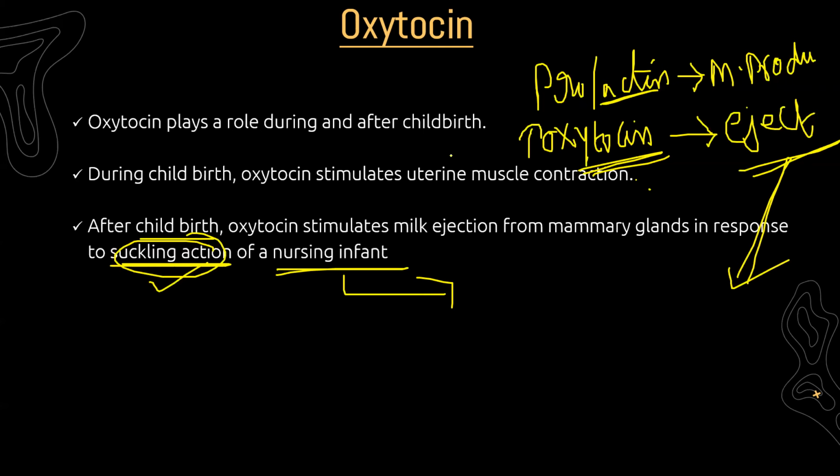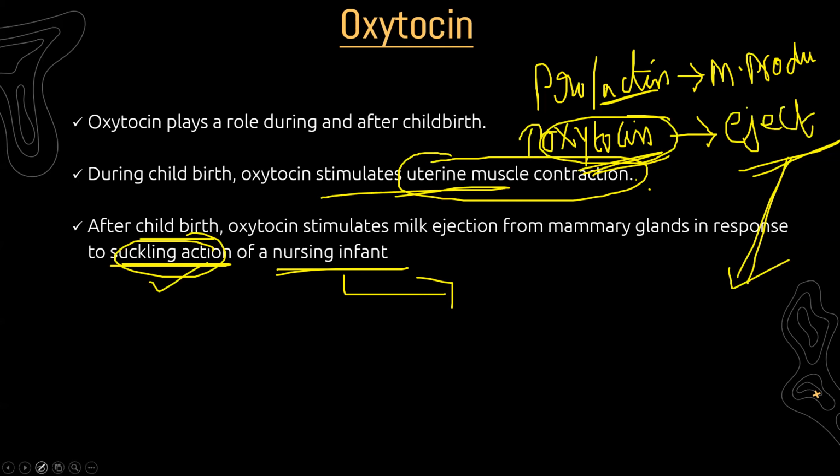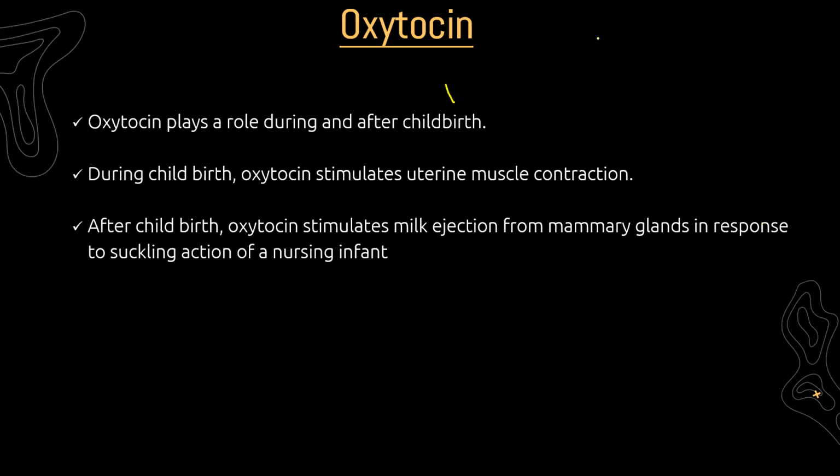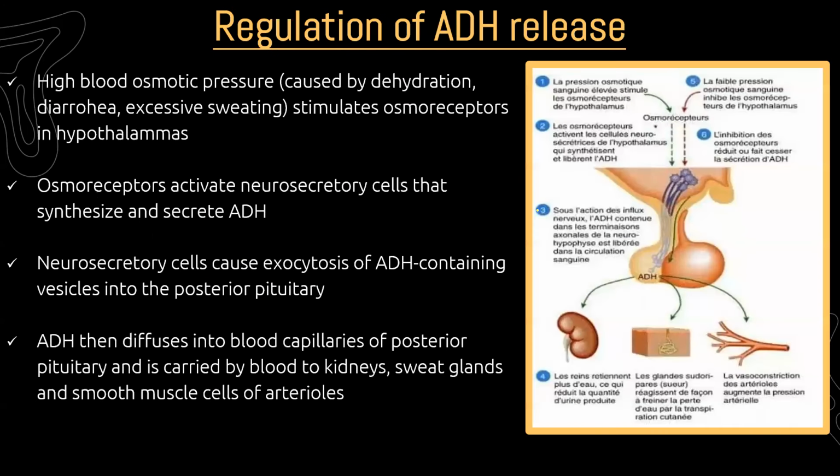Oxytocin during childbirth is involved in the stimulation of the uterine muscle, whereas after childbirth it is involved in the ejection, not the production, of the milk. Not to get confused with that. That's one of the most important hormones widely asked in the exam. That's oxytocin. Then what will be the next one?